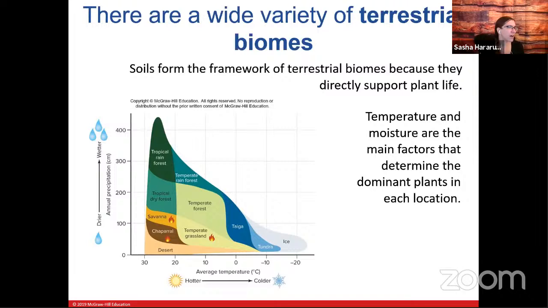Is the graph with the fire icon saying that the drier we get, the more likely a fire will start, or is it just saying that it's extremely hot in those places? So the fire icon, good question, Lauren. The fire icon here indicates that fire is a natural part of the ecosystem.